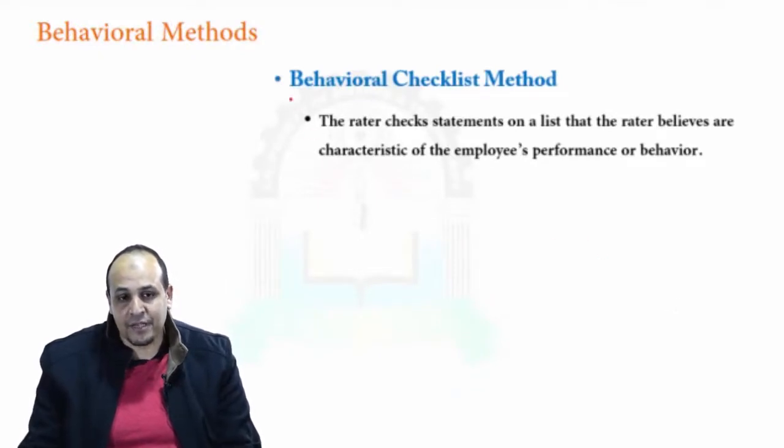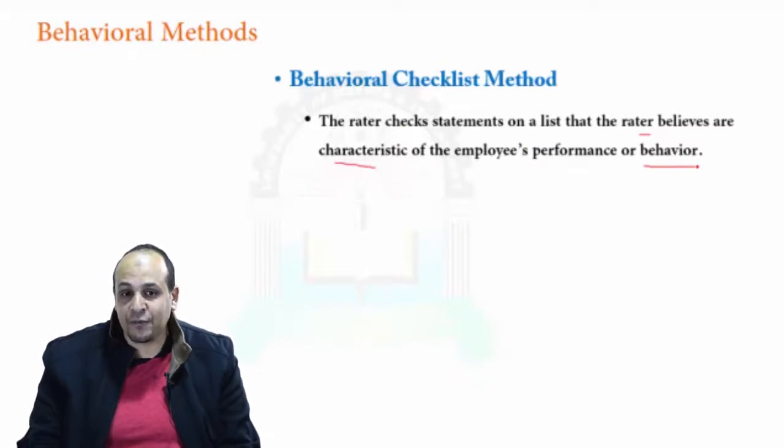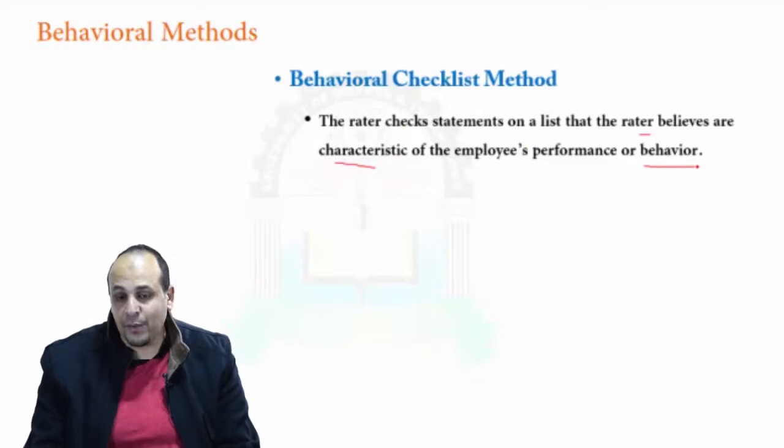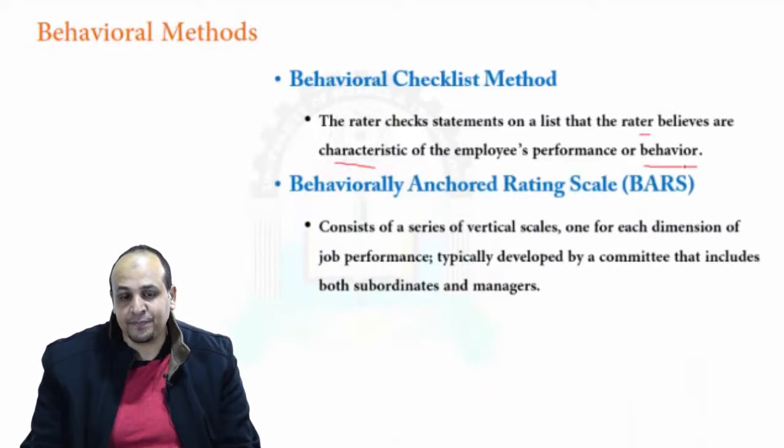Another method used here is the behavioral checklist method. The rater checks statements on a list that rates beliefs. Rater beliefs are characteristics of employees' performance or behavior. Remember, we're not talking about characteristics affiliated with, for example, traits. Rather, we are talking about the actual performance, the behavior itself. And the third method is called the behaviorally anchored rating scale, or BARS.